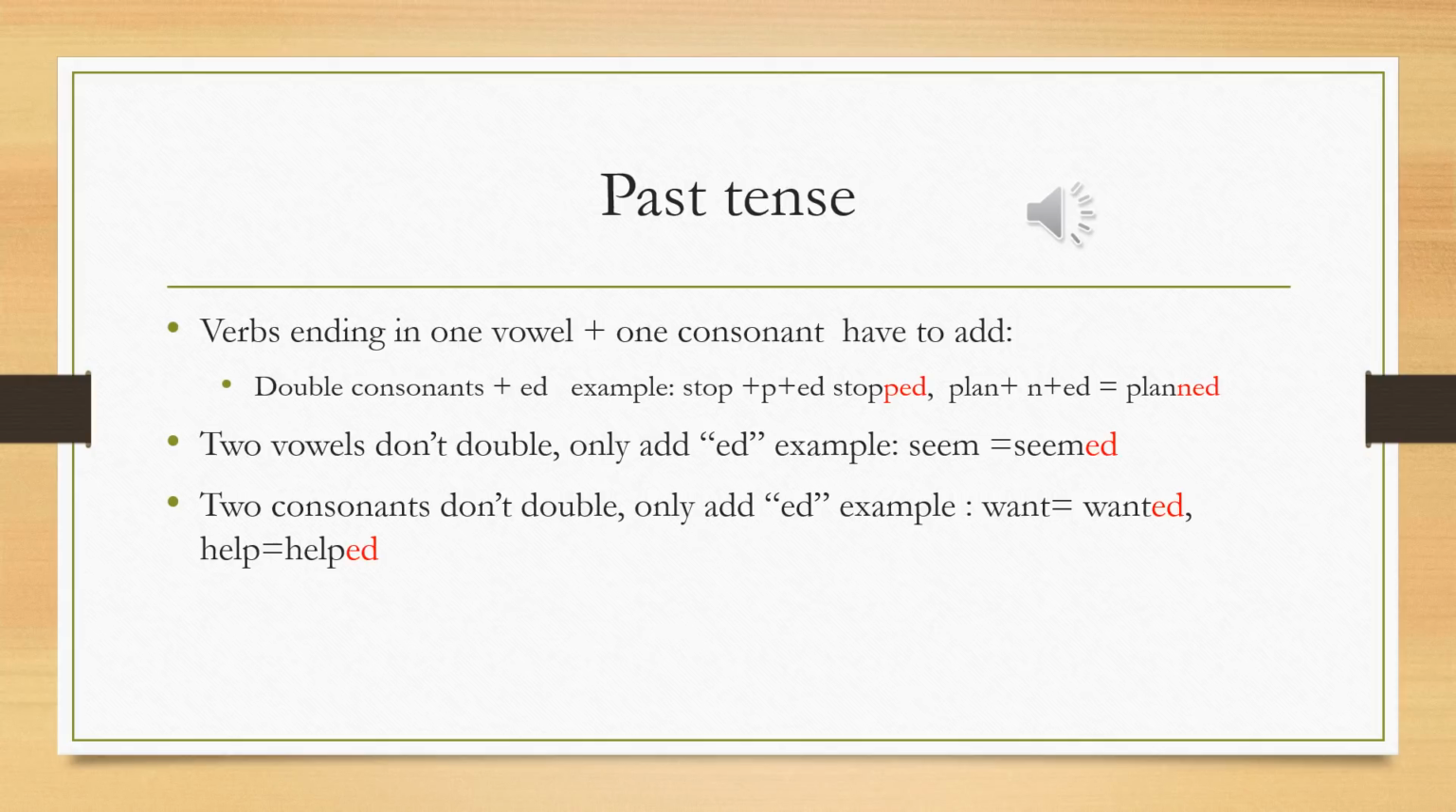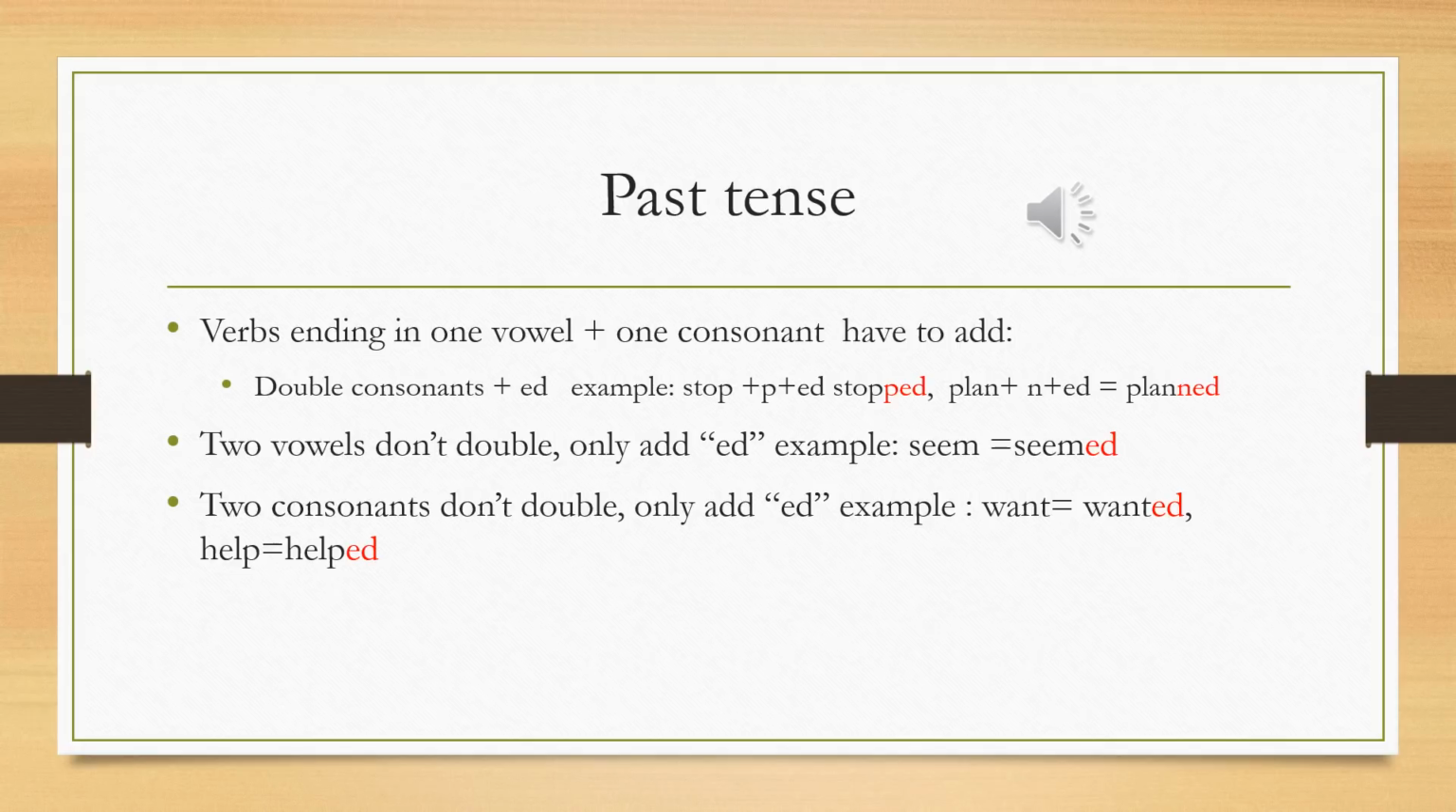Okay, this is for verbs ending with one vowel and one consonant. Okay, plan. P-L-A-N. Plan. You have one vowel. A is the vowel. Then you have one consonant. N. N is the consonant. So what do you have to do? You have to add another consonant plus E-D. So plan became planned. P-L-A-N-N-E-D. So can you see you have double consonants there?